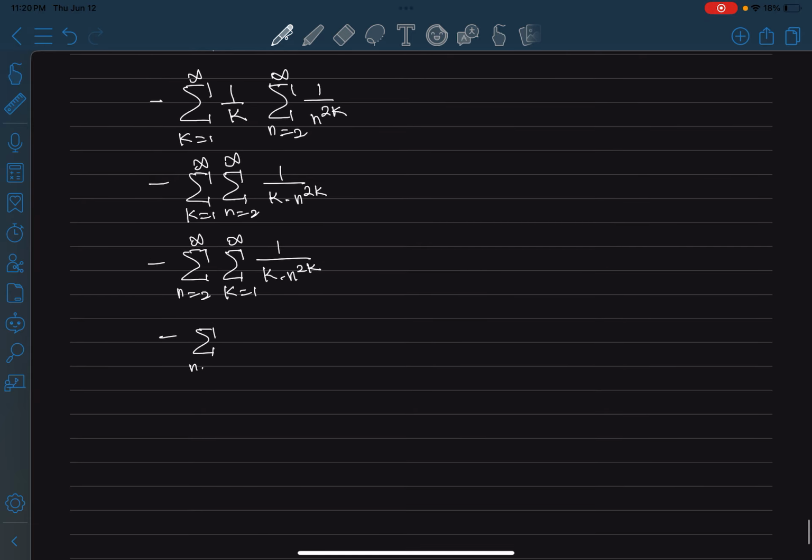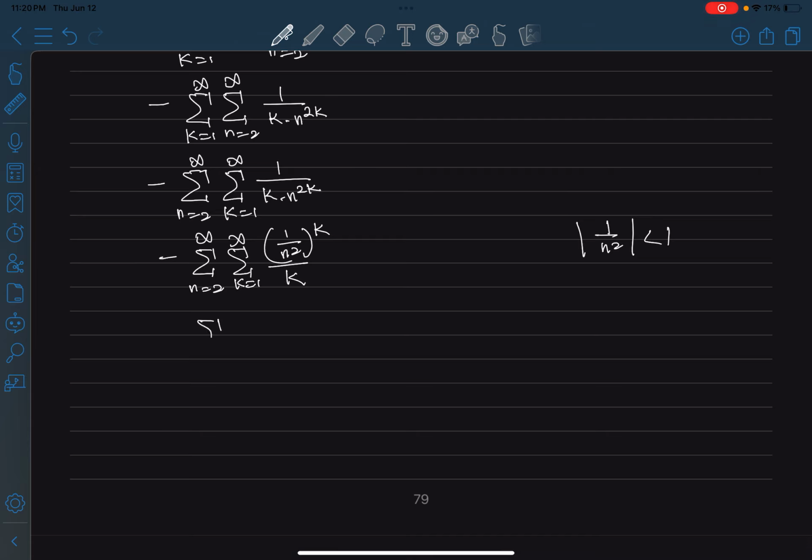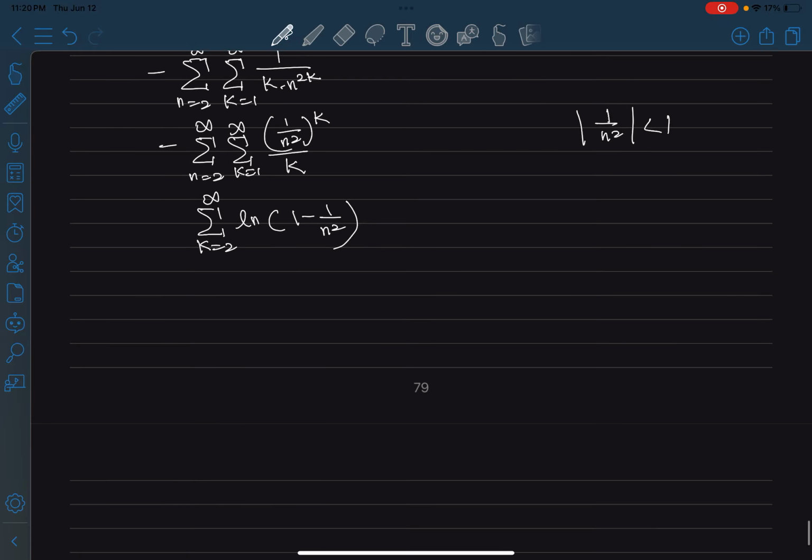So what I can do is write this, because there's a negative sign. Well, first of all, let me write this as the sum from k equals 1 to infinity of 1 by n square to the power k, by k, right? Now, since the modulus of 1 by n square is less than 1 when n goes from 2 to infinity, and there's also a negative sign, I can use them to write it as a log, right? Log of 1 minus 1 by n square. Okay, now how do I simplify this further?